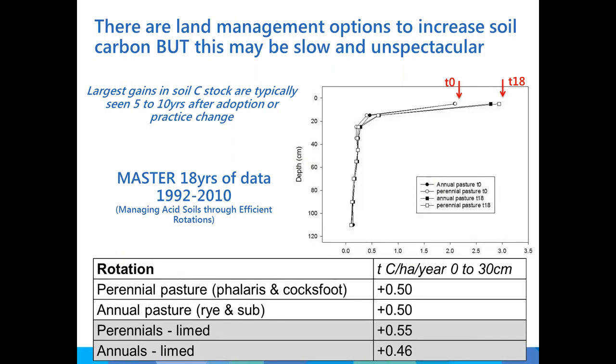Okay, so now we're looking at the rotations. Now we're talking about the tons of carbon per hectare per year from that site, and it was about half a ton. And it didn't matter if it was an annual or a perennial pasture, and liming didn't really make a significant difference either for soil carbon. It did, however, increase stocking rate and therefore increase the value of liming from those pastures. So that was an important add-on there, but let's just focus on soil carbon for this one. So we've got an increase in half a ton per hectare per year, which is exciting.